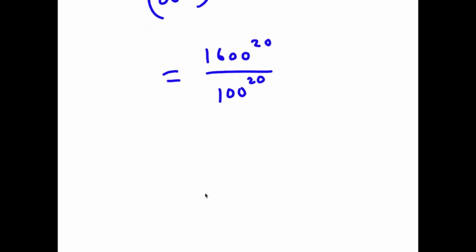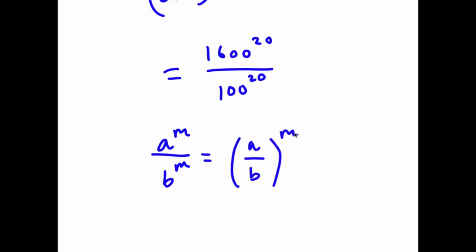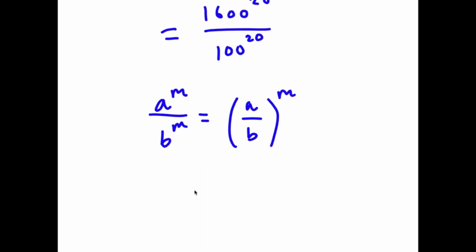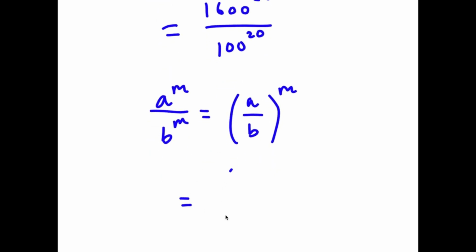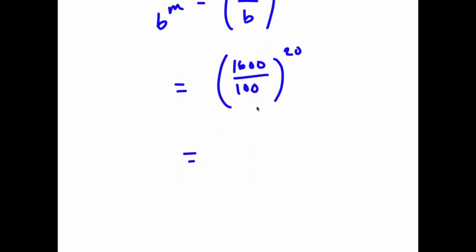And now if I have something in the form a to the power of m over b to the power of m, this is equal to a over b to the power of n. So 1600 to the power of 20 over 100 to the power of 20, that's going to be 1600 over 100 to the power of 20. And 1600 over 100, that's going to be 16. So I have 16 to the power of 20.